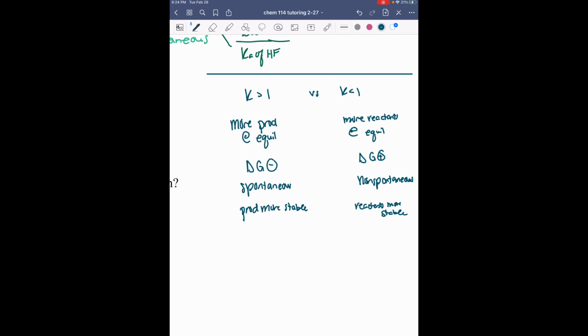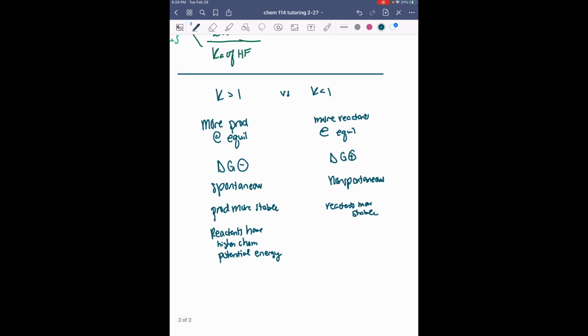And then this relates back to the pick me girl analogy, where if the products are more stable, that means they have lower potential energy, so the reactants have higher chemical potential energy. Versus here we have products have more chemical potential.